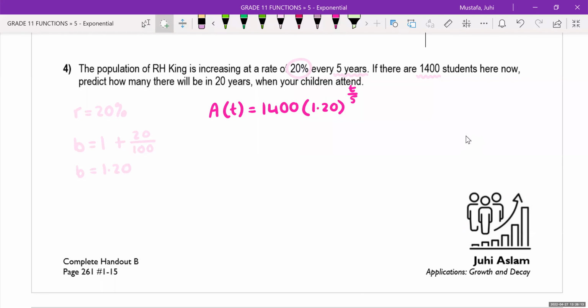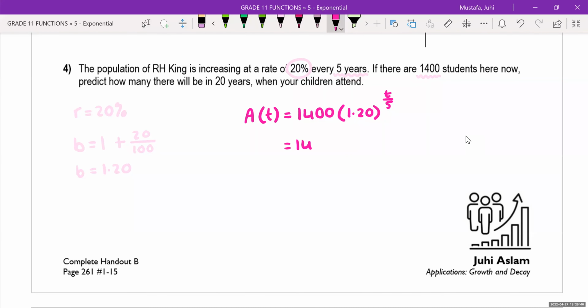Okay, and the question is basically asking, if your kids go to school in 20 years, how many kids will there be? What is the question asking? Predict how many students there will be in 20 years when your children attend. So we're trying to find A of t. And what are we going to substitute for t? 20. We're going to try to do this with our calculator, you guys.